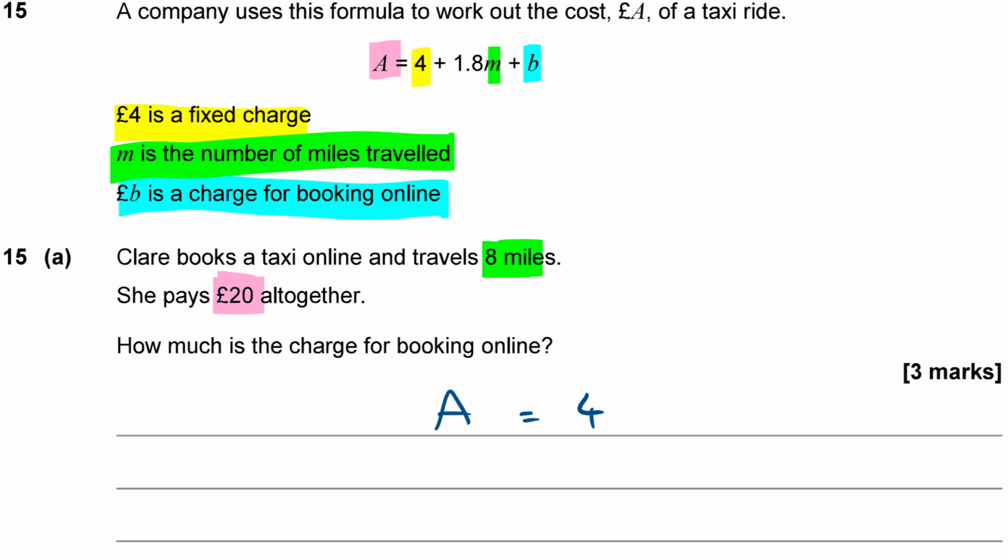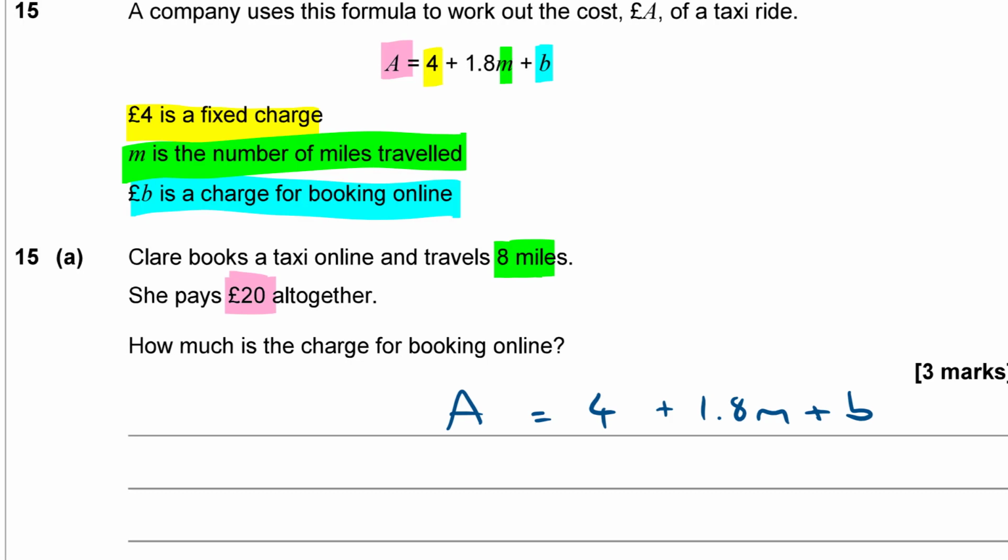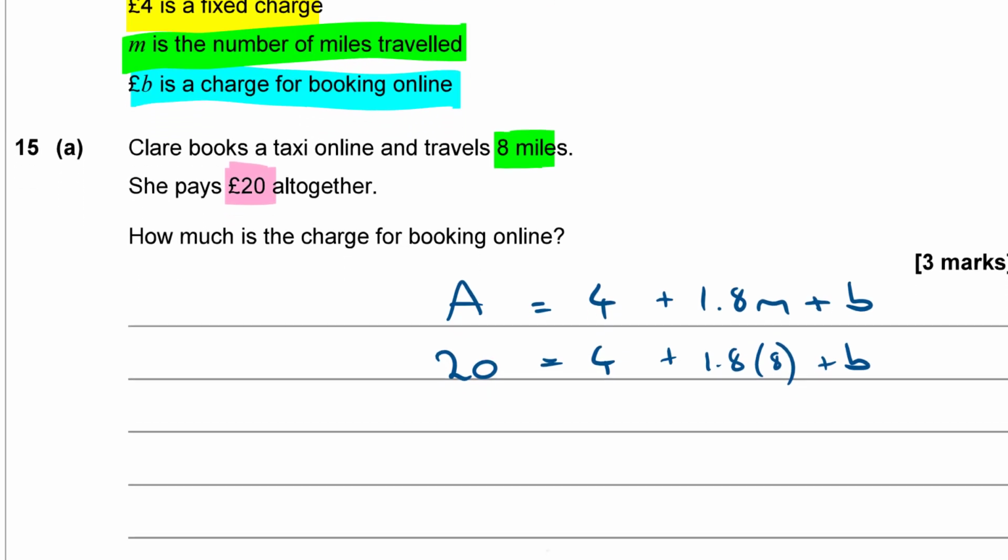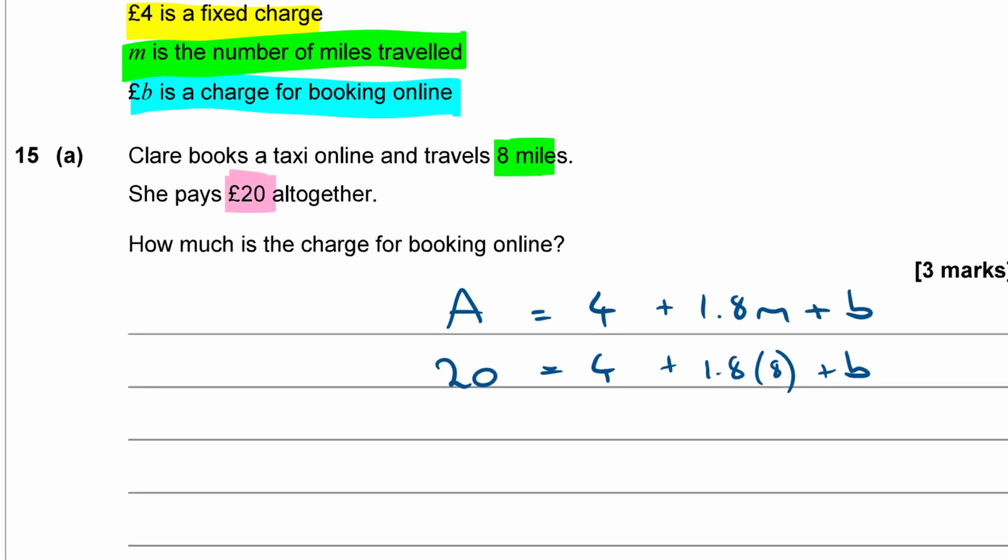So A equals 4 plus 1.8 times M plus B. Okay, so what do we know? We know A is £20. We know that M is 8. We don't know B. That's what we need to find. Okay, so I've got 20 equals 4 plus 1.8 lots of 8 plus B. What's 1.8 times 8? 1.8 times 8 is 14.4 or £14.40. So that's 20 equals 4 plus £14.40 plus B.